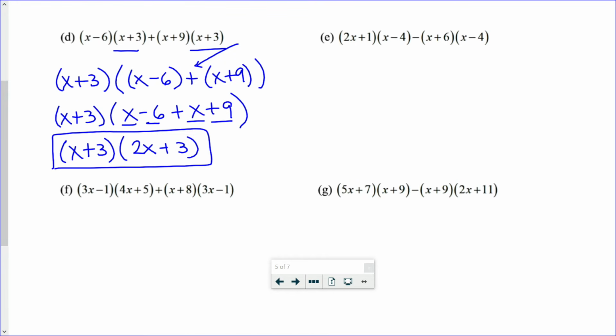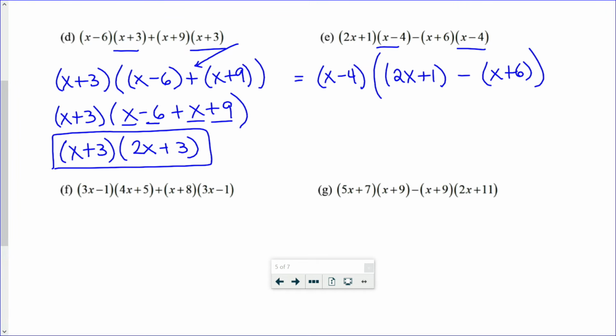I've got 2x plus 1 times x minus 4, minus x plus 6 times x minus 4. All right, so we've got the x minus 4s, no big deal, right? I'm going to factor that out. Bigger parentheses here. I'm going to have 2x plus 1 multiplied by x minus 4, minus x plus 6 multiplied by x minus 4. Okay, here's now where I have to be careful about removing the parentheses. There's absolutely nothing problematic about removing the first set of parentheses because I'm really just multiplying that parentheses by 1.